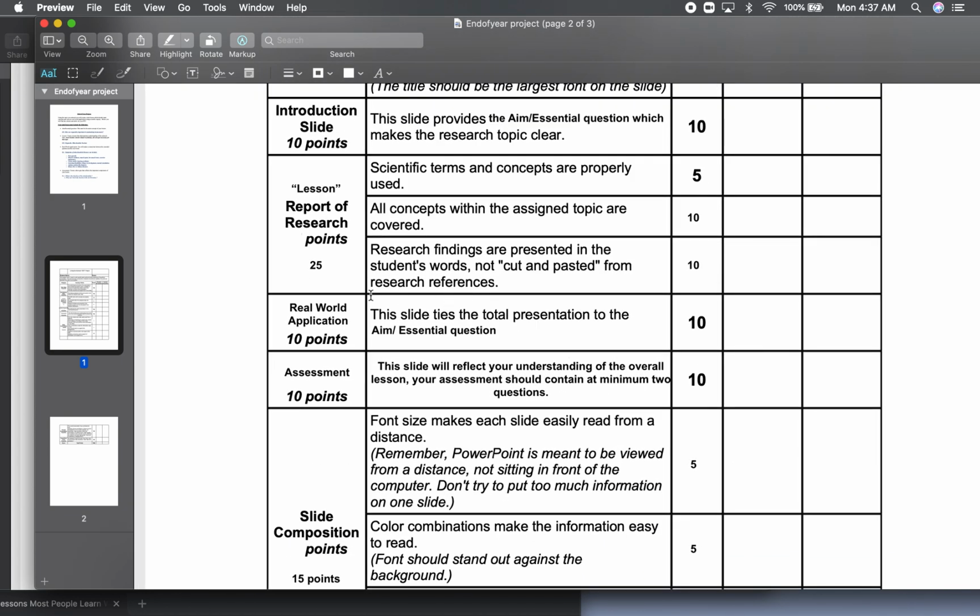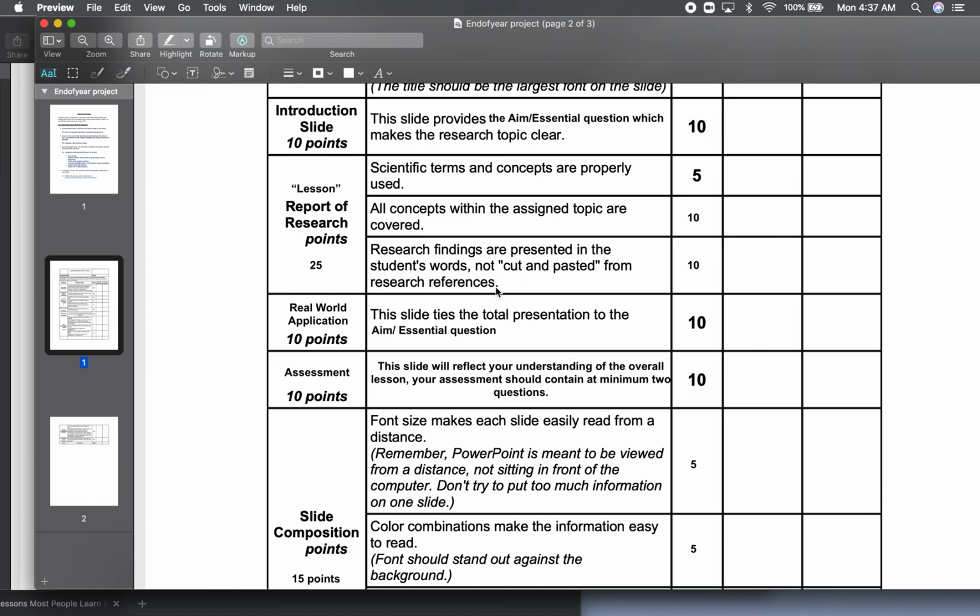Next, the lesson or the report of research. This is worth 25 points. In this portion, we're looking at the scientific terms and we're looking to make sure that scientific terms and concepts are properly used. We're also looking to make sure that all concepts within the assigned topic are actually covered, and to make sure that your research findings are presented in your words and not cut and pasted from research references.